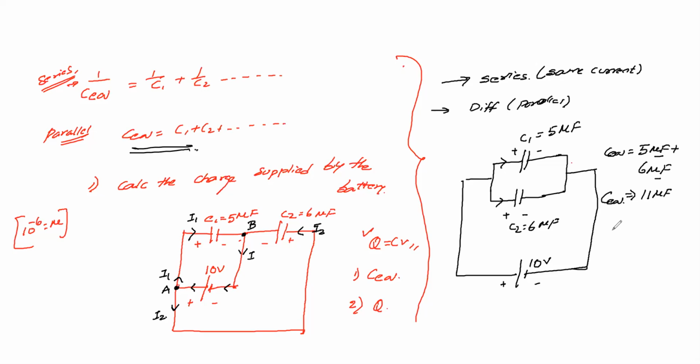Now what we need to find is the charge. We know the relation Q is equal to C equivalent into V. C is 11 microfarad and the voltage is 10, so the charge is 110 microcoulomb. The unit for charge is coulomb. So this is your charge.